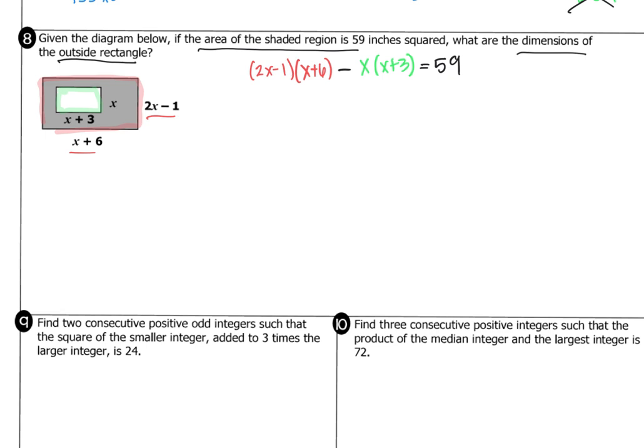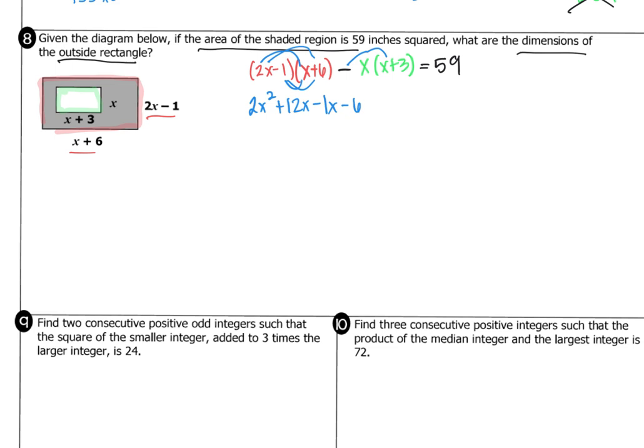We are multiplying, setting equal to 0, we refactor and get our solutions. So 2x times x is 2x squared. Then we have 2x times 6 to get 12x. Okay, then minus 1x, minus 6. And I can keep working to the right here.